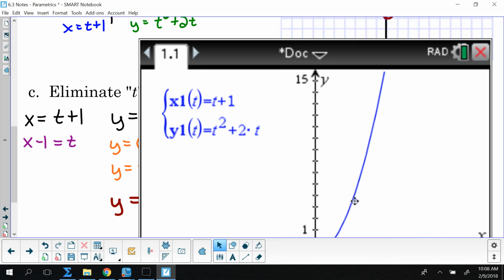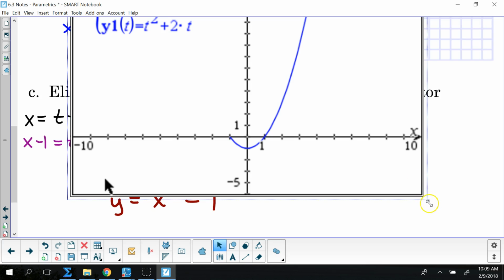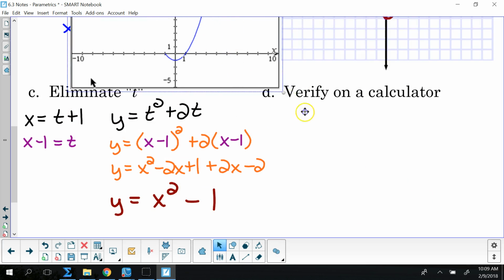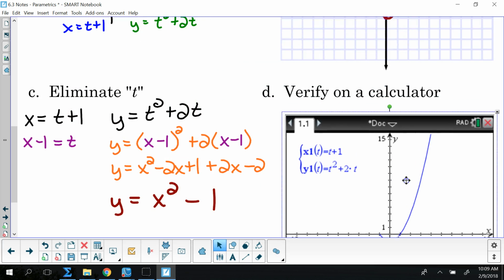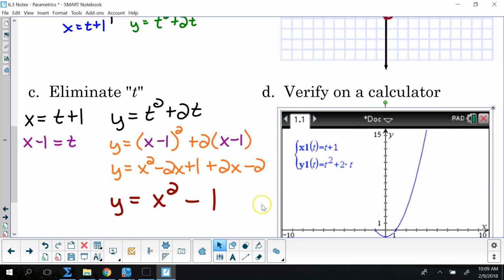There it is. Now I just got to shrink it up a little bit so that it fits down in the corner. There it is. So we verified it on our calculator.